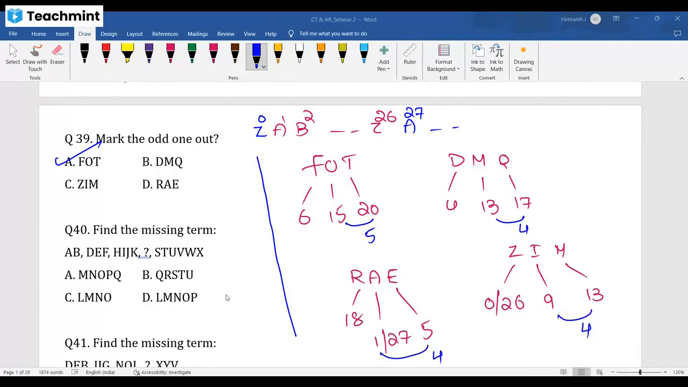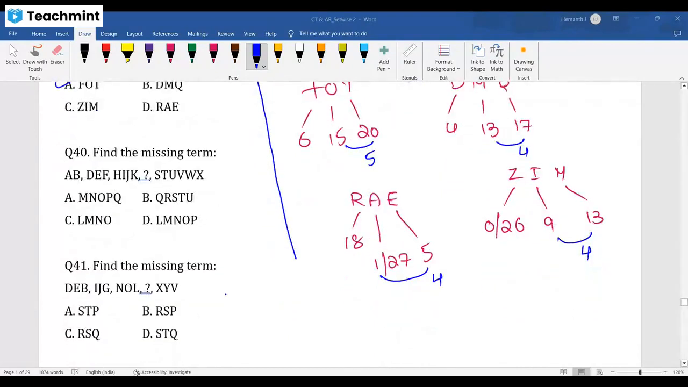Next one. A after B remove, C remove, ABC, C remove, D, E, F, G removed, H, I, J, K, L removed, then M, N, O, P, Q is the correct. So your logic should have some sensible things.